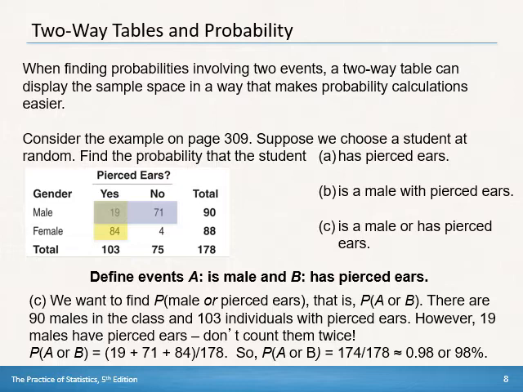All right. So, the simplest way is probably just to add up 19 and 71 and 84. Those three numbers would total the 174. Another way you can do it is you could do the row total, which is 90, and the column total, which is 103. But then you'd have to subtract away a 19 because that 19 got counted both in the column and in the row. So ultimately, it's everything but the 4 people who are female and don't have pierced ears. So 174 over 178, a decimal 0.98, or the percent, 98%.